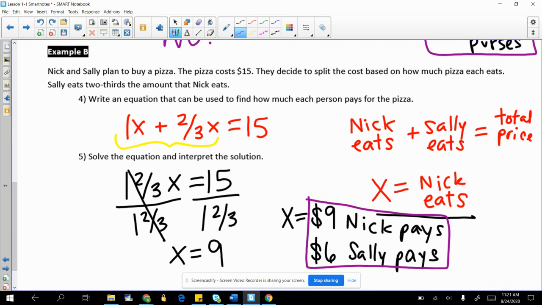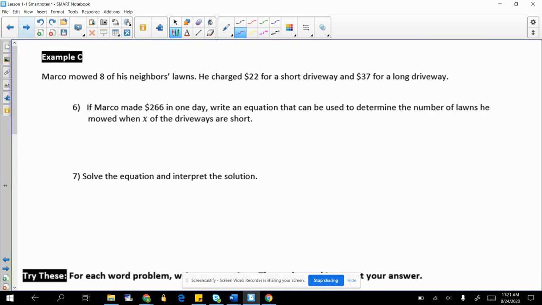Okay, so that's another example of a one variable equation. And now let's try one more. Let's try example C. And in this one it says, Marco mowed 8 of his neighbor's lawns. He charged $22 for a short driveway and $37 for a long driveway. Okay, if Marco made $266 in one day, so that would be again like his profit, right? $266 is how much he made. Write an equation that can be used to determine the number of lawns he mowed when, this is important, X of the driveways are short. Okay, so basically they just told us here that X is going to represent short driveways.